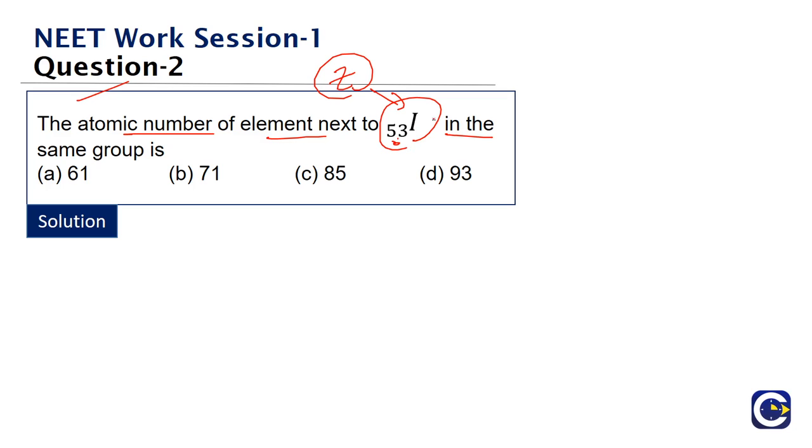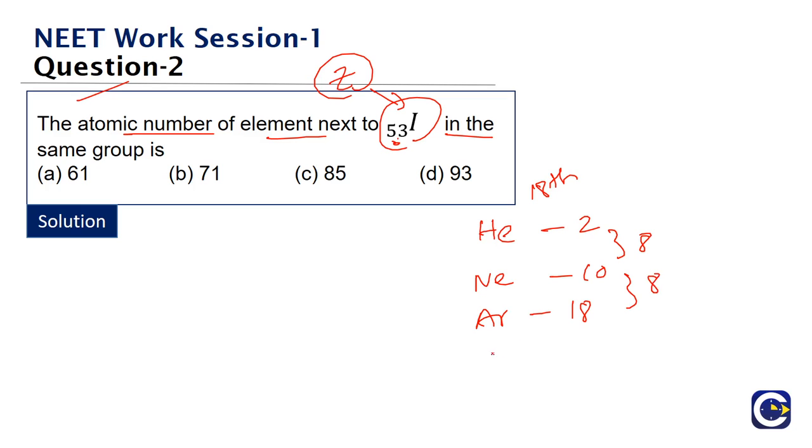So if you look at what will be the next element in that group, we can understand the way the atomic numbers increase from one element to another in a group by looking at the 18th group. If you look at the 18th group, helium atomic number is what? 2. Then neon atomic number is what? 10. So there is a difference of 8. Then argon atomic number 18. There is a difference of 8.